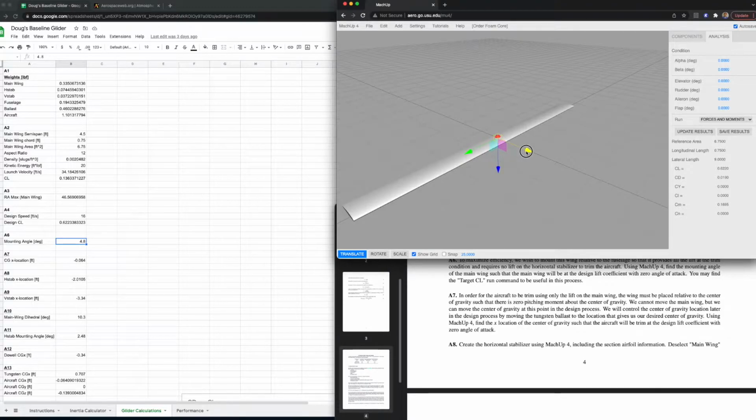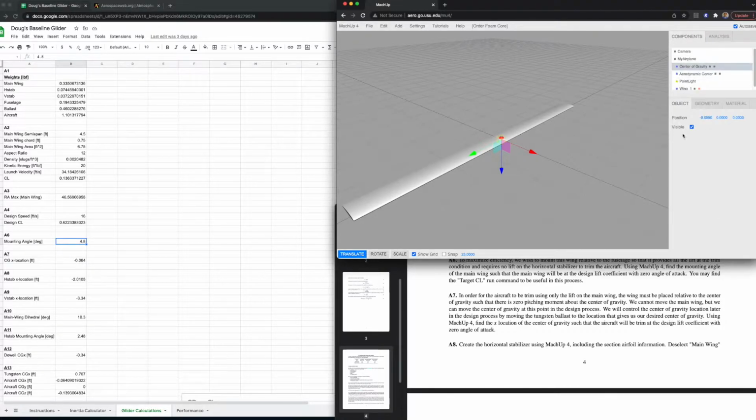So we can iterate on this until we get 0 pitching moment. And you know, dragging this is not super accurate, but it'll get us really close. Okay, there I've flipped signs, so I need to come back just a little bit. Okay, so we're getting really close now.